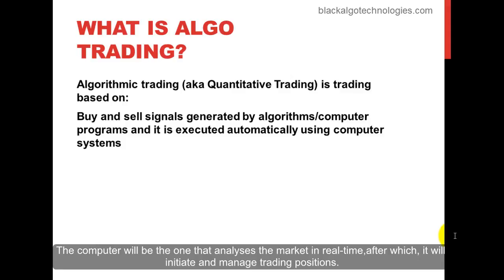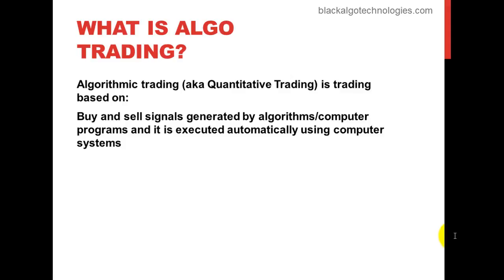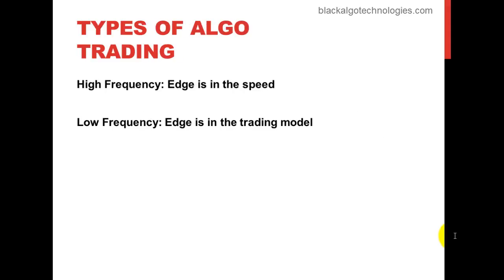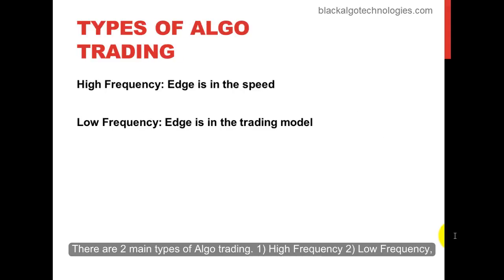The computer will be the one that analyzes the market, after which the computer will be the one that initiates buy and sell signals, and they will be the one that manages your positions and trades. There are two main types of algorithmic trading. First is high frequency type. Second is low frequency type.